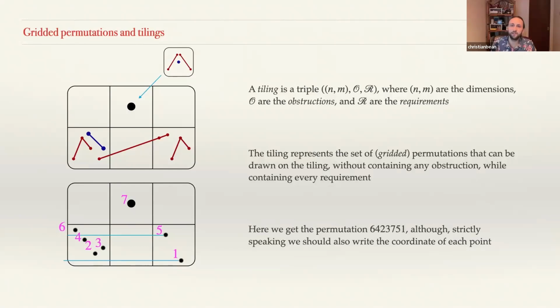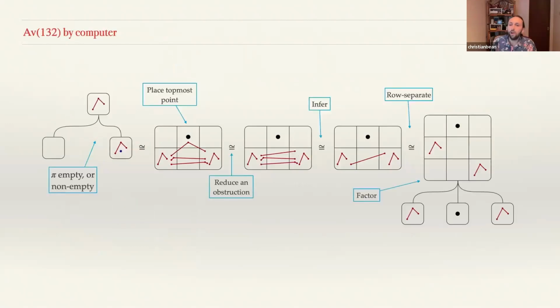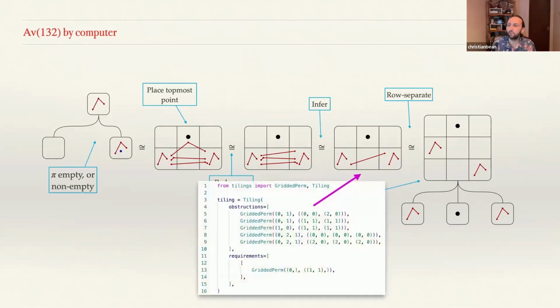Okay, so this is my tiling object, which allows me to reason with permutation patterns and some of our structural ideas in a very convenient way. If we go back to our proof tree, one of the reasons why tilings are so useful is that not only does it allow us to reason with them, it also allows a computer to reason with them really easily. So here is a little code snippet.